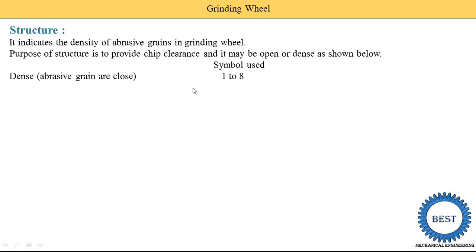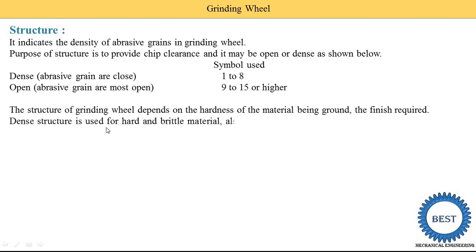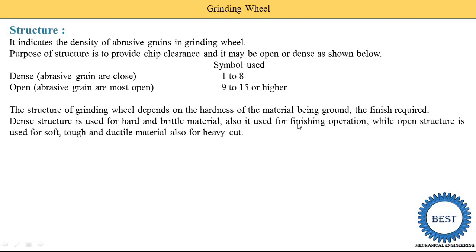Okay, dense means abrasive grains are close to each other, and for that the symbols 1 to 8 are used. And in open, abrasive grains are mostly apart, and 9 to 15 or higher is used for open structures. The structure of grinding wheels depends on the hardness of the material being ground and the finish required. Dense structure is used for hard and brittle materials. Also it is used for finishing operations, while open structure is used for soft, tough and ductile materials, also for heavy cuts.